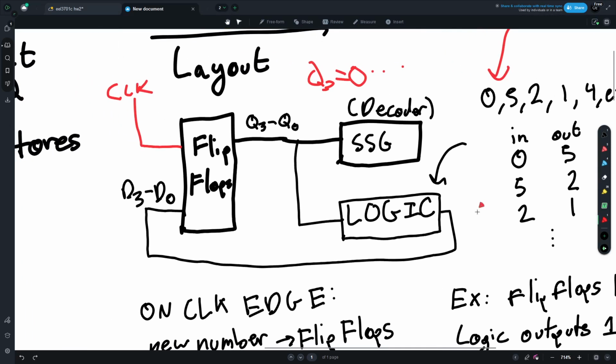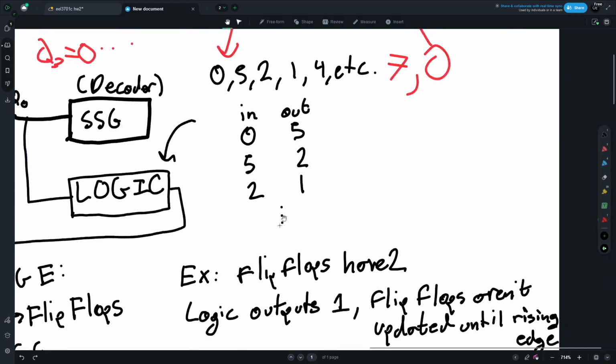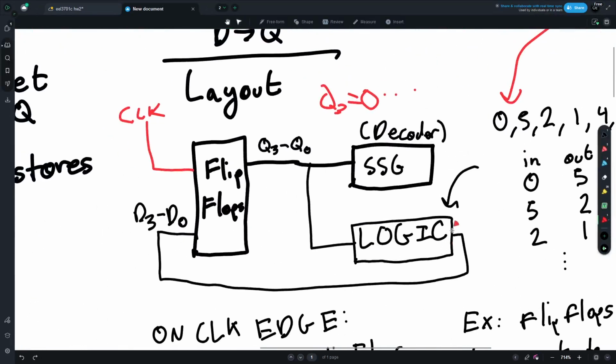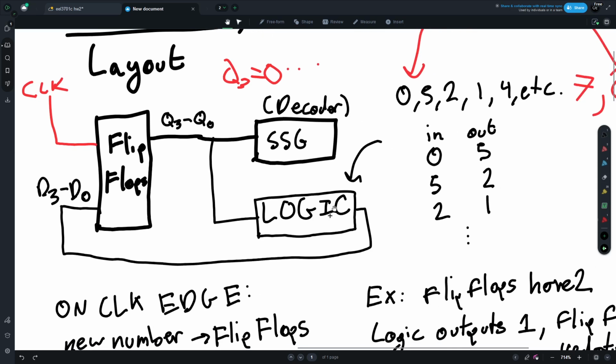So basically, we have a bunch of flip-flops that will hold the current number that we're on. This number will go to the 7-segment display so we can see it, and this number will get sent to logic, so the logic will tell us the next number. Then whenever there's a rising edge, the flip-flops will get updated with the new number, and then the 7-segment display will show the new number, and the logic will have the number after that.